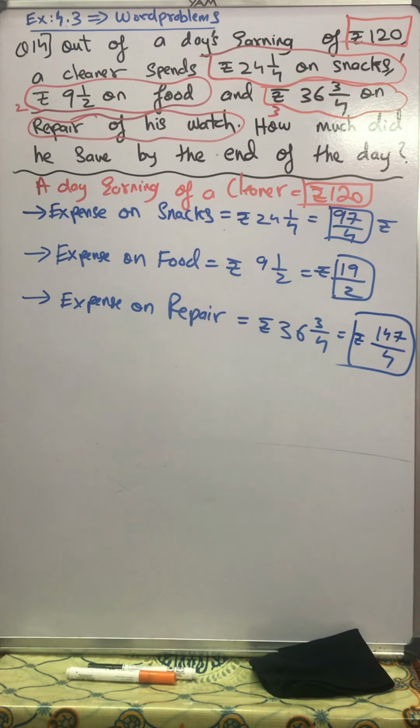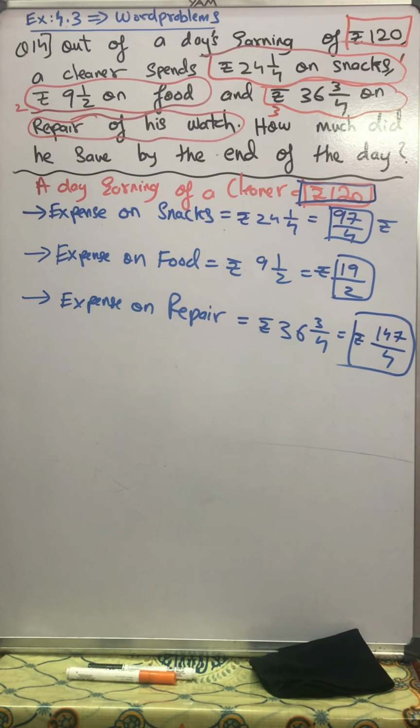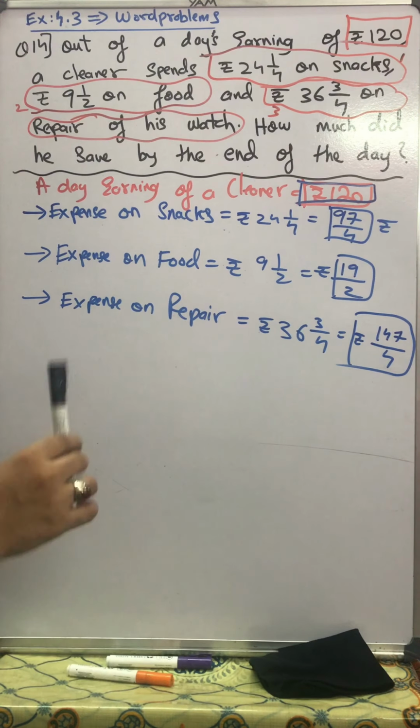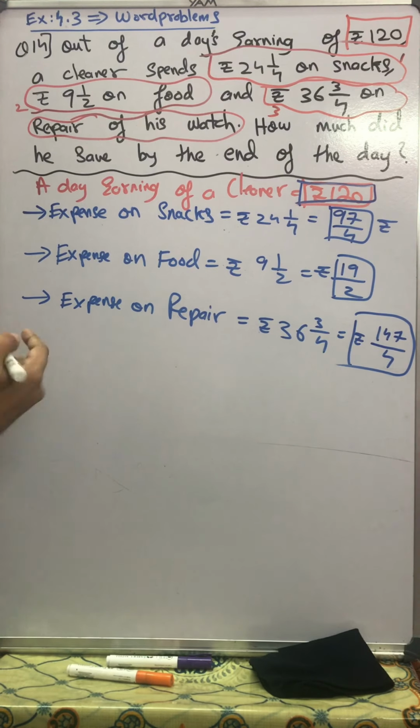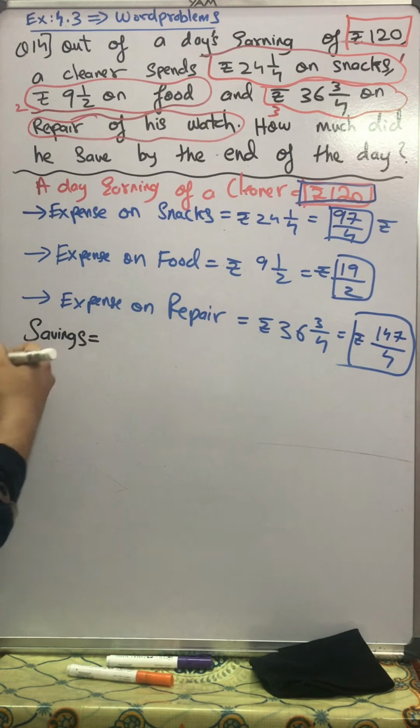That's it. So we got 3 expenses, and this is his total earning, what he earns. And this is the basic formula, students. I'm not telling you as a formula, it's a basic logic. Pay attention here: always savings, whatever we save, is what?